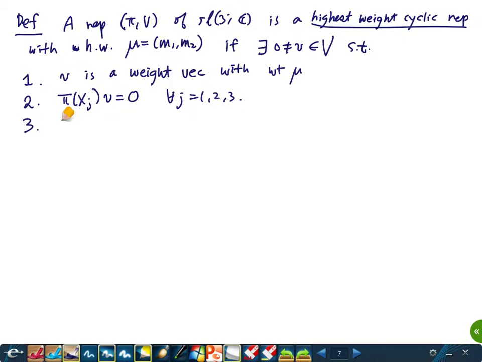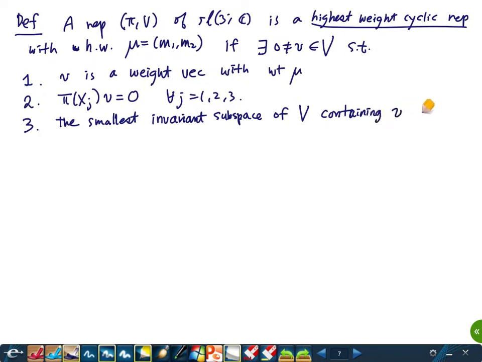Third, the smallest invariant subspace of V containing this vector v is the whole space V. So here is the definition of highest weight cyclic.